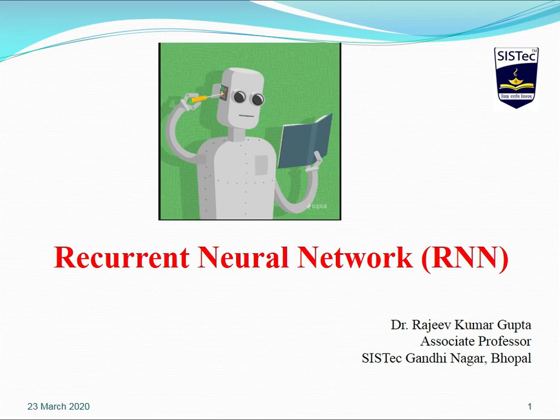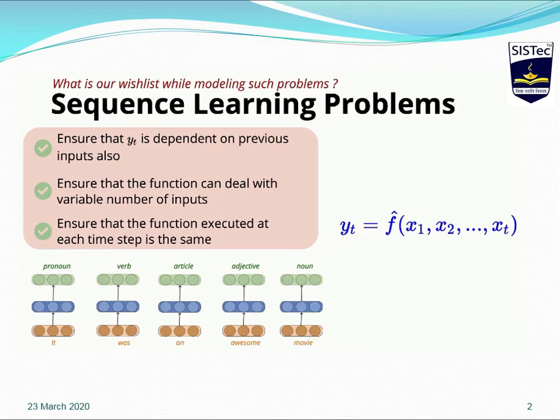Hello guys. So in the last class we discussed the limitations of deep neural networks and convolutional neural networks. We have also discussed the sequence learning problem. These are problems where the output depends on n number of inputs, and these problems cannot be dealt with by deep neural networks and convolutional neural networks.